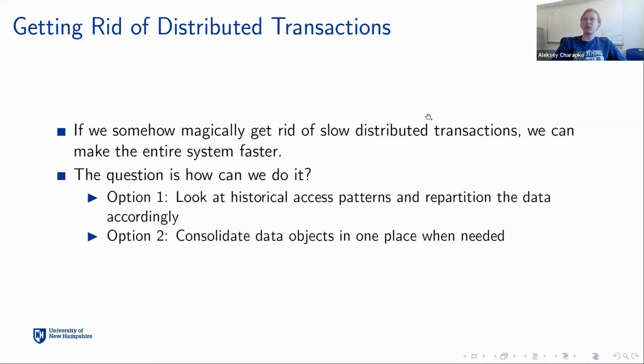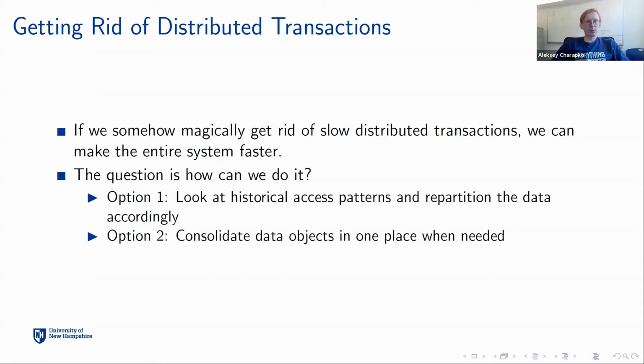The system described in this paper, Hermes, essentially tries to solve the same problem. It tries to solve the problem of reducing the number of distributed transactions. However, it makes its life a little bit more complicated, because it says, well, what if we don't have a very predictable workload? What if the workload in our system can change quickly?